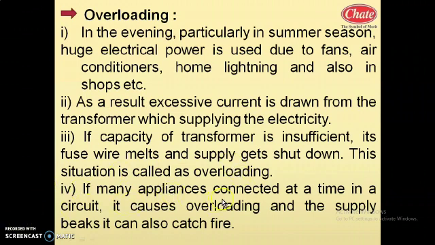If many appliances are connected at a time in a circuit, it causes overloading. This is also one example of overloading. If on one socket we connect various pins, it is a case of overloading. It causes overloading and the supply breaks. It can also catch fire. So due to this overloading, there might be chances of sparking, and it also gives rise to fire.